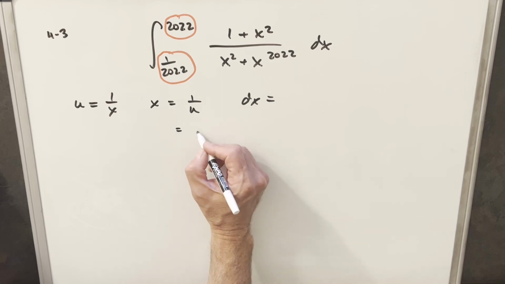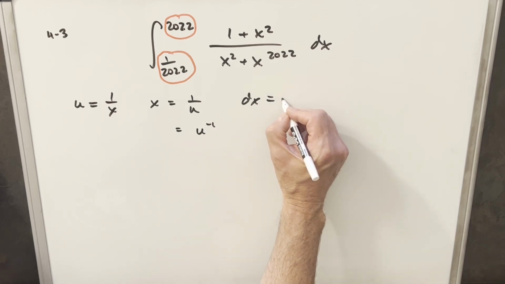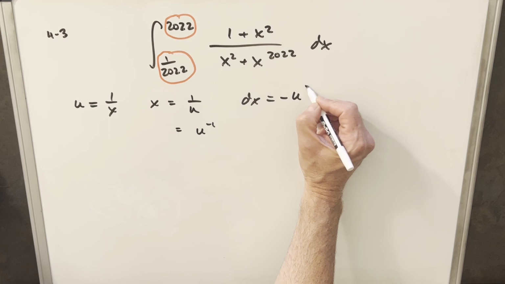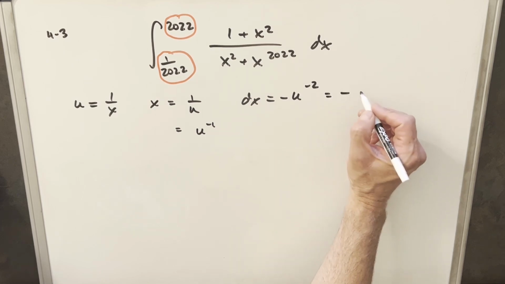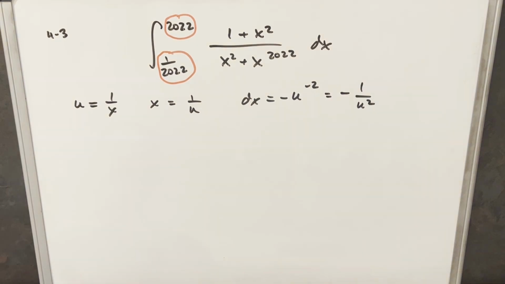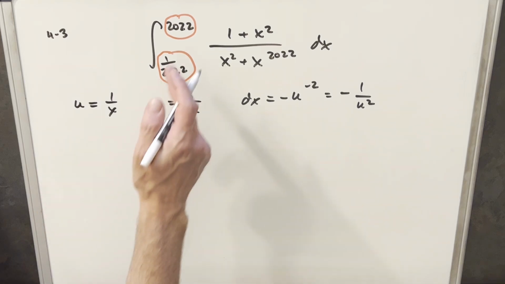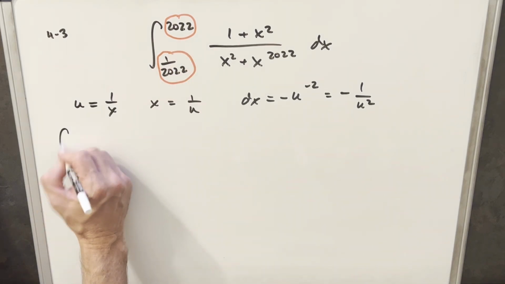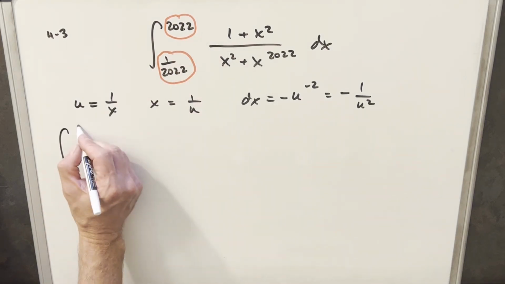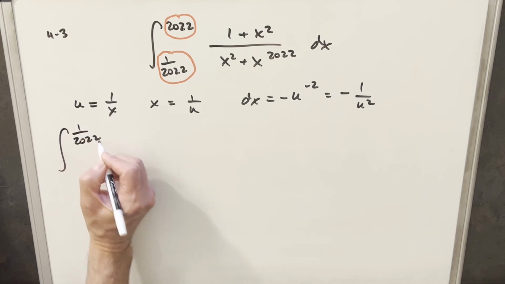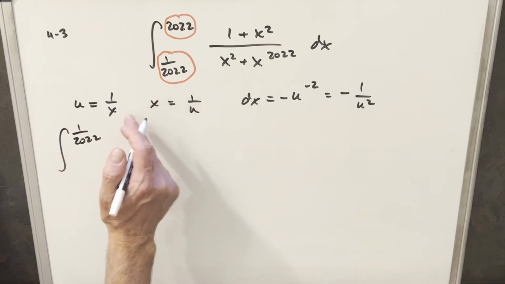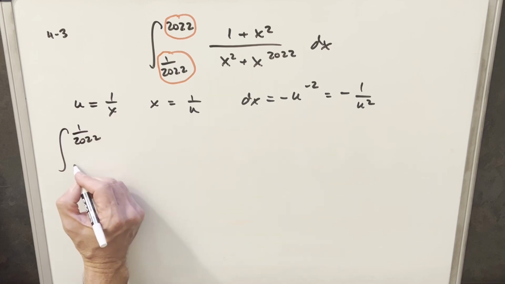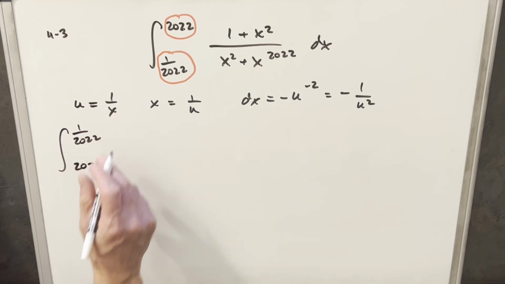Now just looking at this as u to the minus 1 with power rule, our derivative here is going to be minus u to the minus 2, and I'm just going to write this as minus 1 over u squared. And let's just go ahead and make this substitution. So first, updating the bounds. If I plug 2022 in here, we get 1 over 2022, and then with the lower bound, we plug that in for x, we end up with 2022. So it just flipped the bounds.